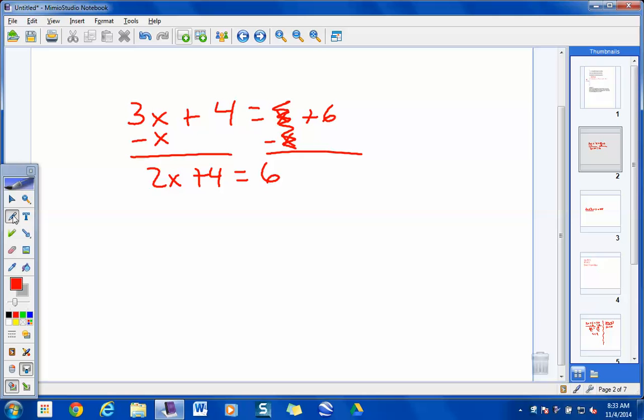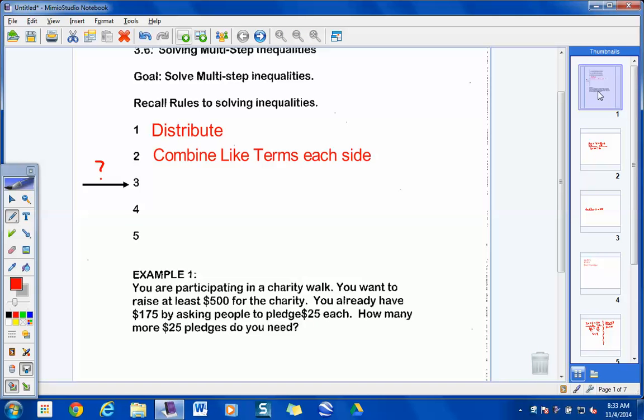So third rule here, I'm just going to go ahead and say, make sure you get variables to one side. Make sure we get those variables to one side.